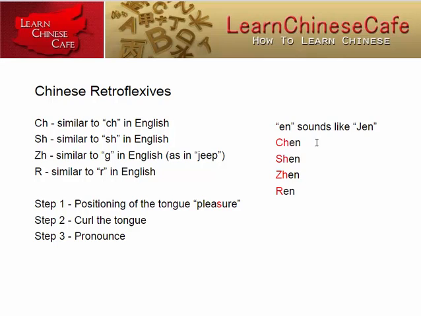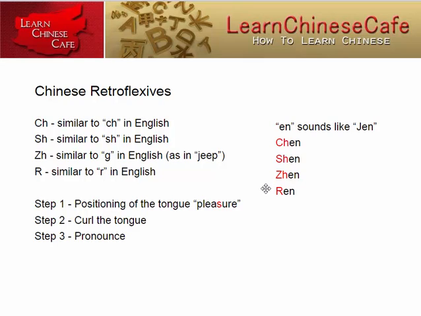If you pay attention to the word Jen in English, you'll notice that there's a Y sound in there. It almost sounds like you're pronouncing J-Y-E-N, right? Yen, Jian, Jen. But in Chinese, when your tongue is curled, there's no Y sound in there at all. Jen, Jen, Jen. The curling of the tongue actually gets rid of that.